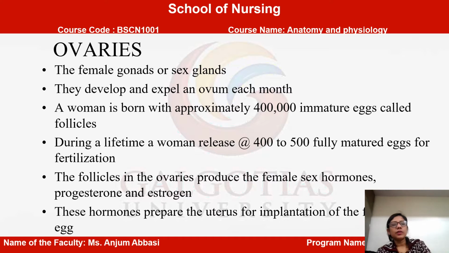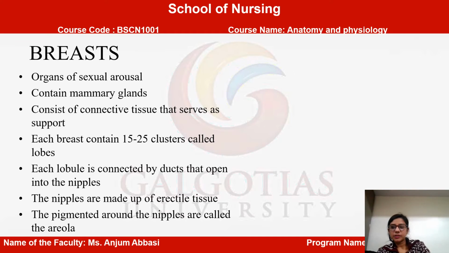Next are the ovaries. These are the female gonads or sex glands, and they develop and expel an ovum each month. A woman is born with approximately 4 lakh immature eggs, which are called follicles, and during her lifetime a woman releases 400 to 500 fully matured eggs for fertilization. The follicles in the ovaries produce the female sex hormones progesterone and estrogen, and these hormones prepare the uterus for implantation of the fertilized egg.